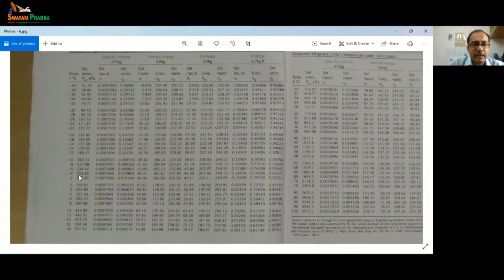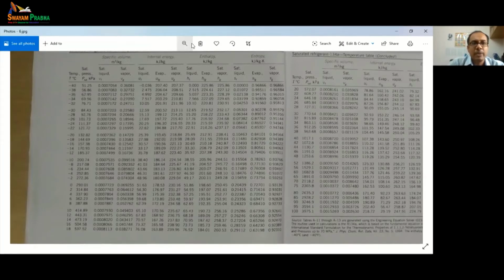Okay, and for the compressed liquid, we assume that the pressure does not change the volume or specific volume. That means the compressed liquid assumption tells us that whatever the volume is for the saturated liquid, which you can see here, the specific volume is 0.0007646 meter cube per kg corresponding to -4 degrees centigrade. So the same specific volume will continue even if you increase the pressure.